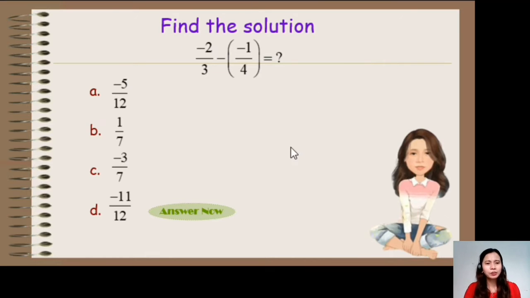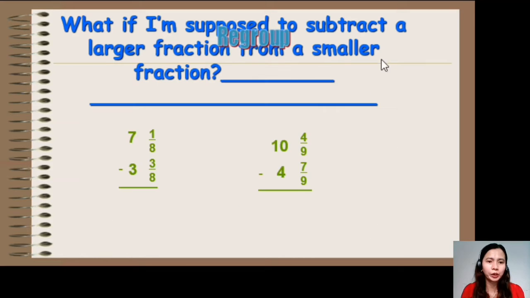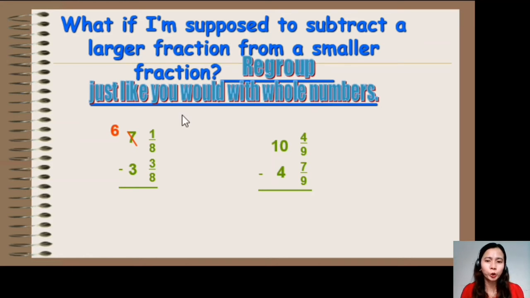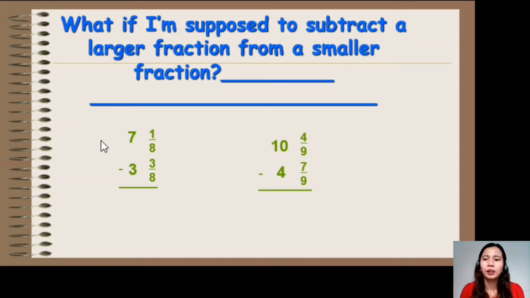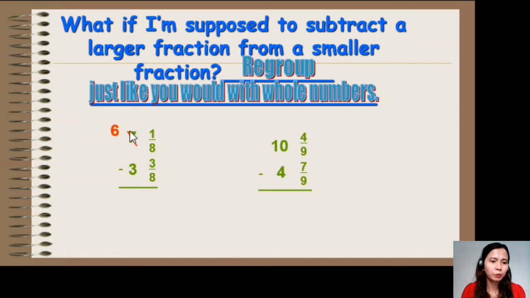So this time, you try. Okay, correct. That is A. Negative 5 over 12. Now we are going to subtract a larger fraction from a smaller fraction. You must regroup just like with whole numbers. So, let's borrow 1 from this 7. So, we have 6. Then, we're going to add that into 1 over 8. We have 8 times 1 plus 1. That is 9 over 8.